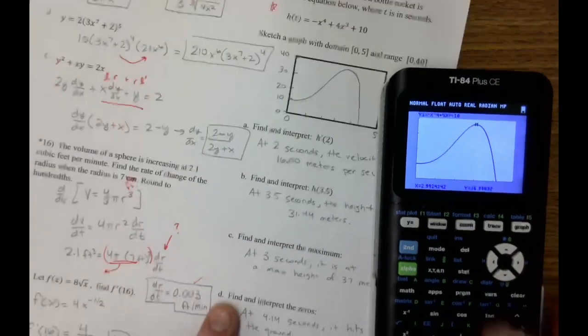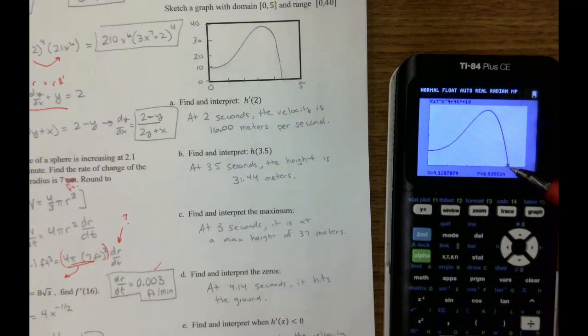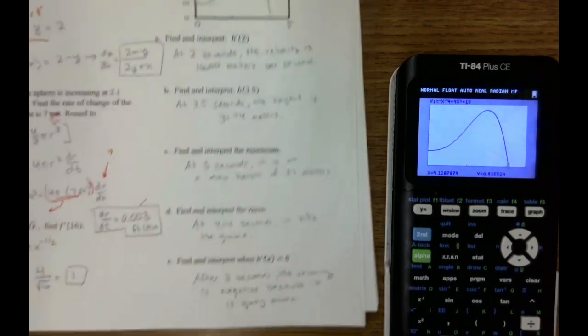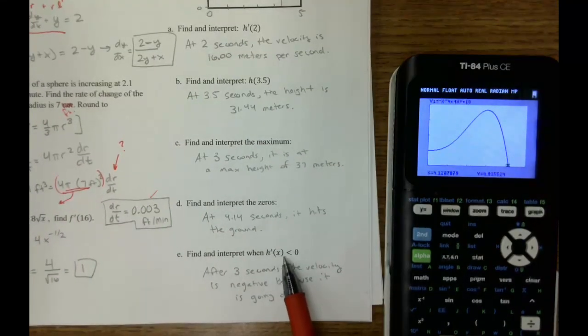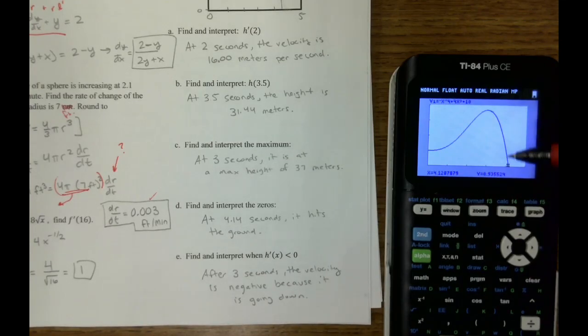D, find and interpret zeros. Zeros are where the graph hits the x-axis, where the output is 0. So about right there, the output is 0. That's where it hits the ground. And the last one, E. When is the velocity negative? When is it going down? After 3 seconds. These derivatives are all negatives going down that way.